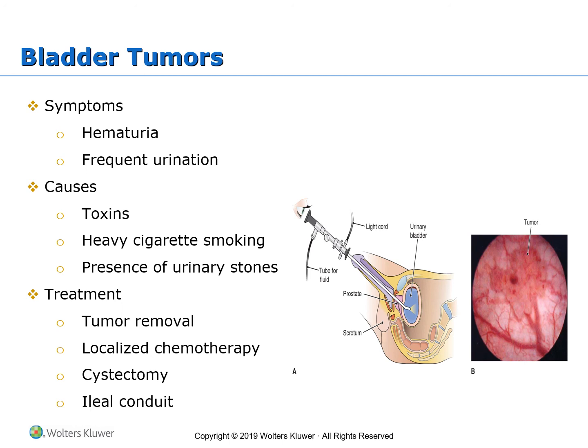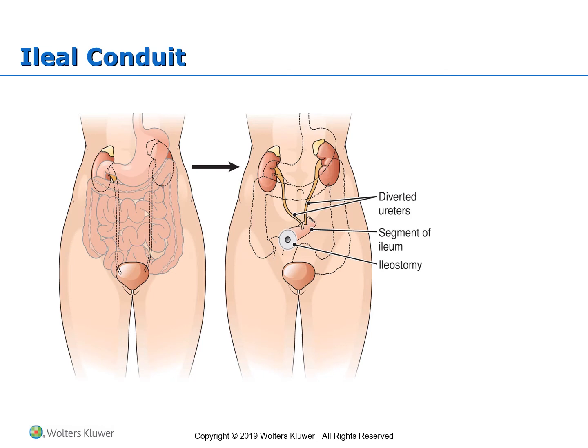So we can either have a ureterostomy to bring the ureter to the level of the skin and connect it to the skin and have a bag that will collect the urine all the time. Or we can perform an ileostomy, which is a diversion procedure. Here you see what an ileal conduit looks like.